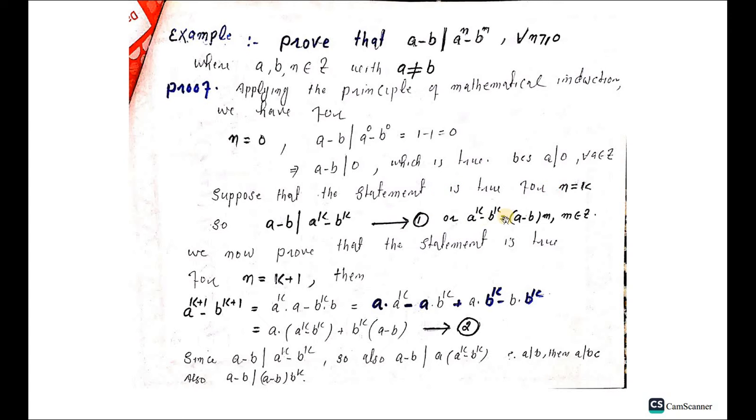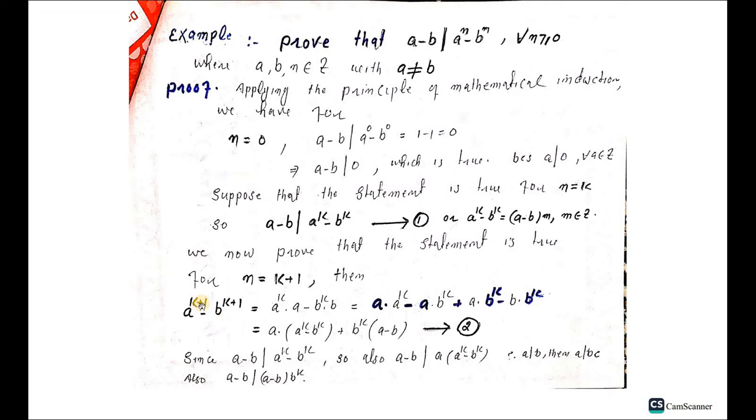In this step we simply replace n by k, so a minus b divides a power k minus b power k. From this expression we can write a power k minus b power k equals a minus b times some integer. We now prove that the statement is true for n equal to k plus 1. So we take this expression for n equal to k plus 1.